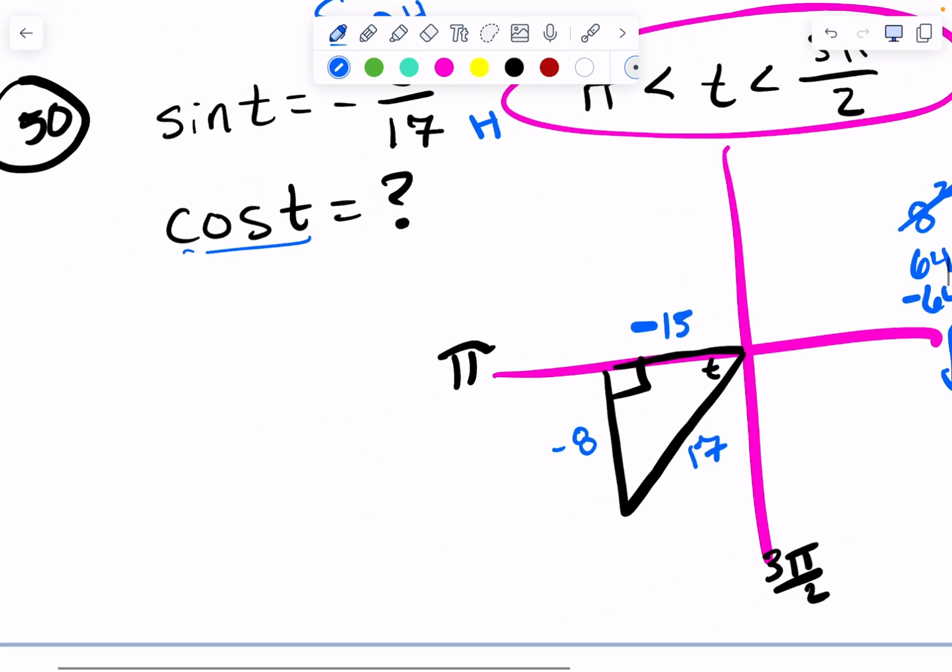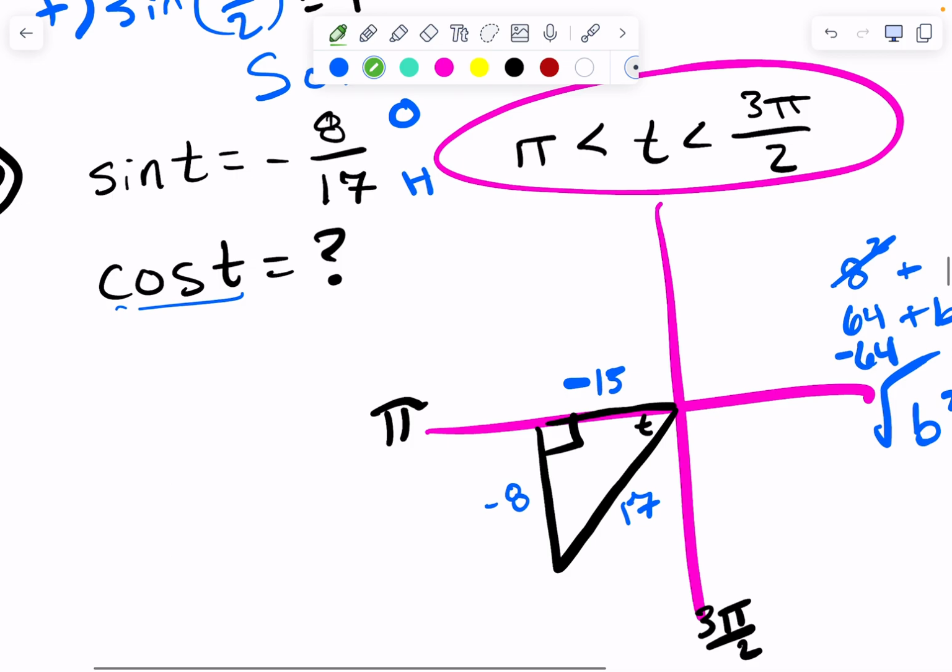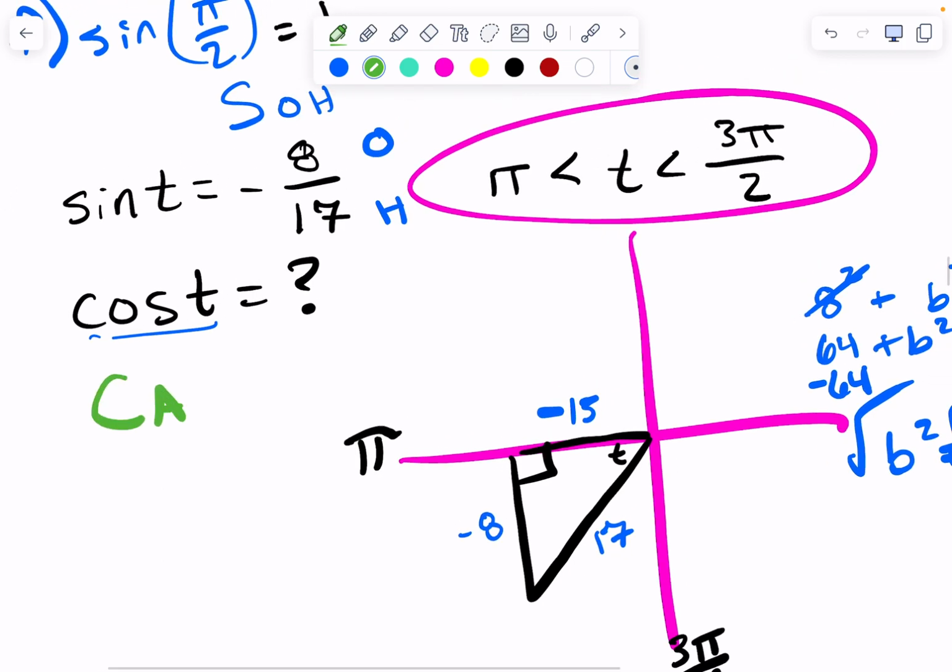They want cosine. Cosine is what over what? Cosine is CAH, adjacent over hypotenuse. So negative 15 over 17.